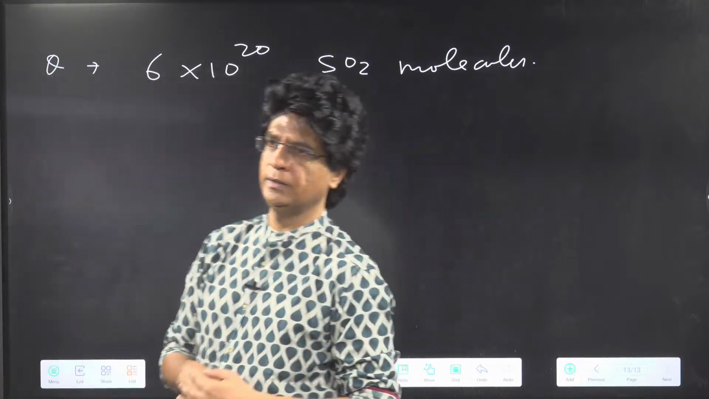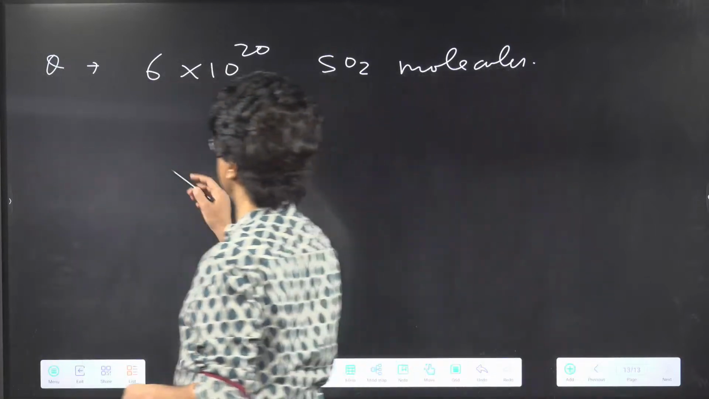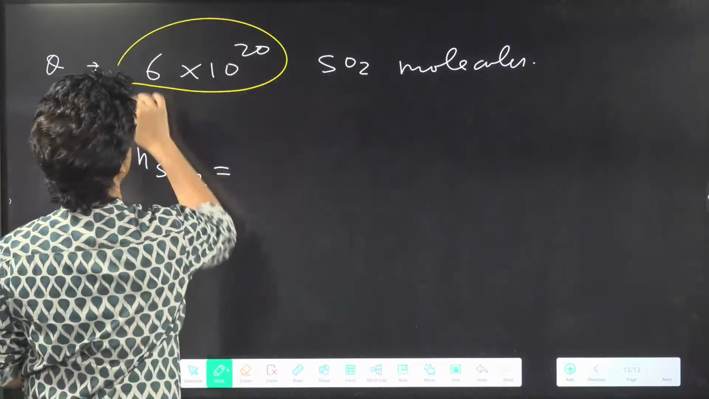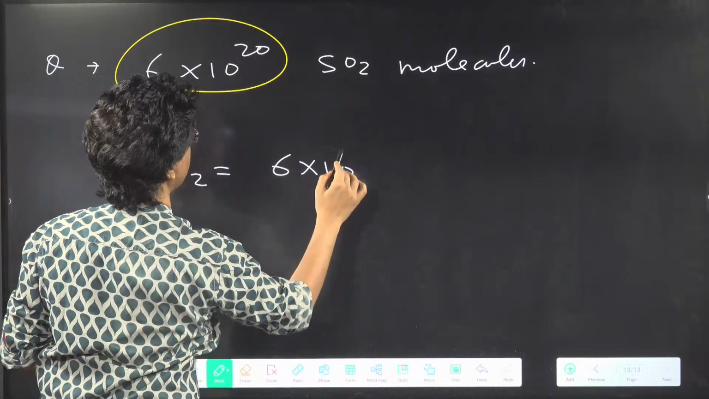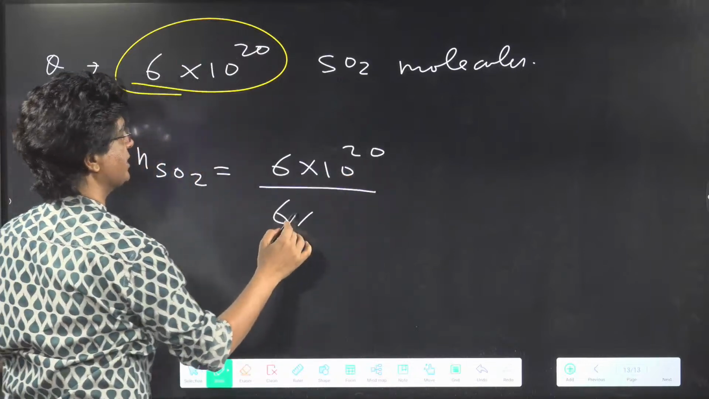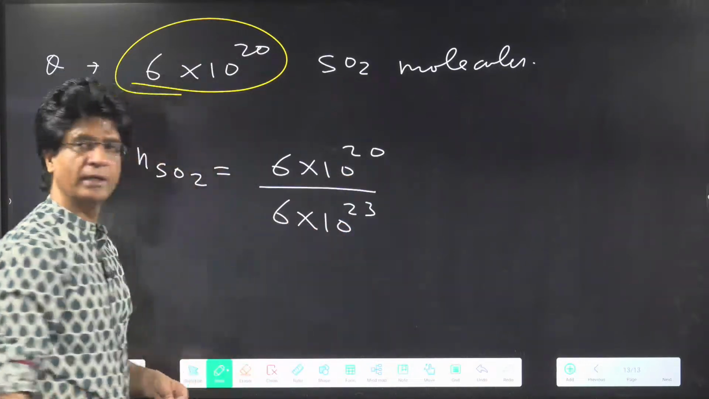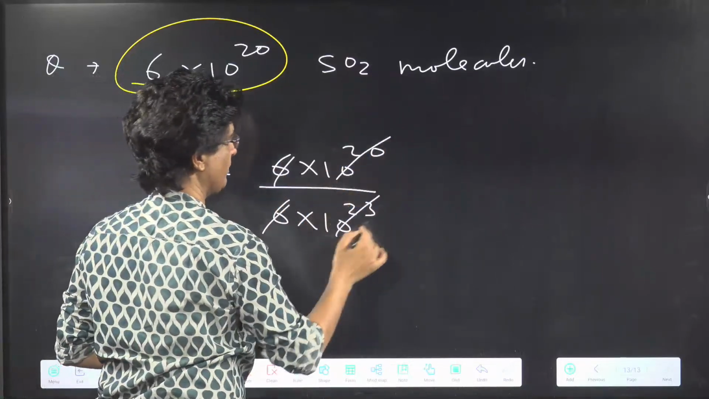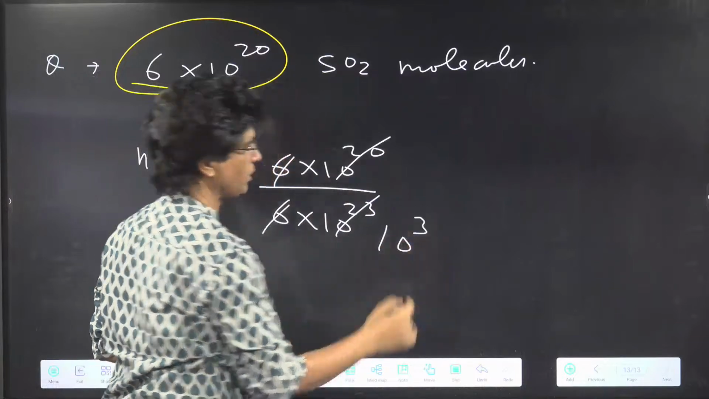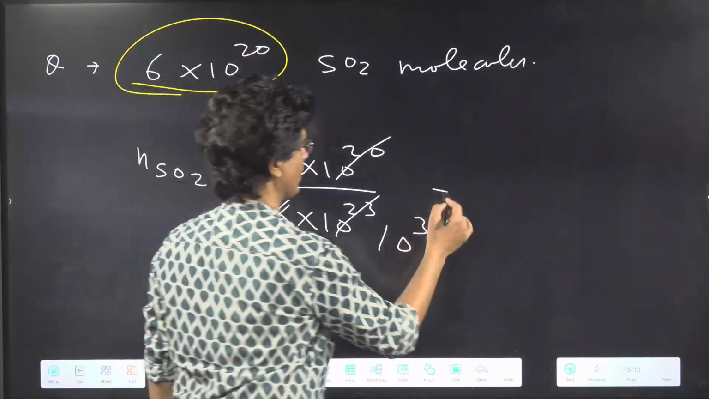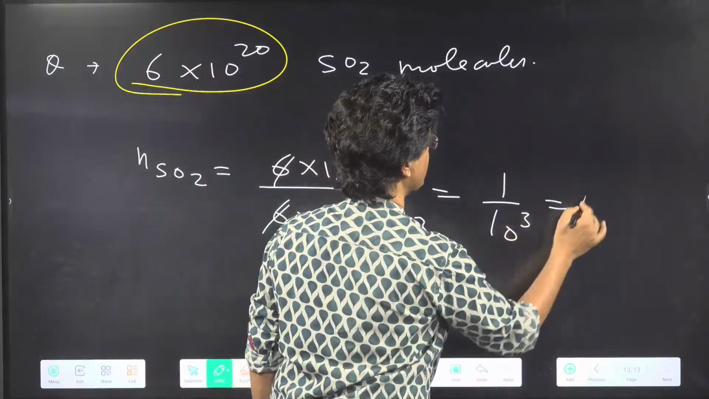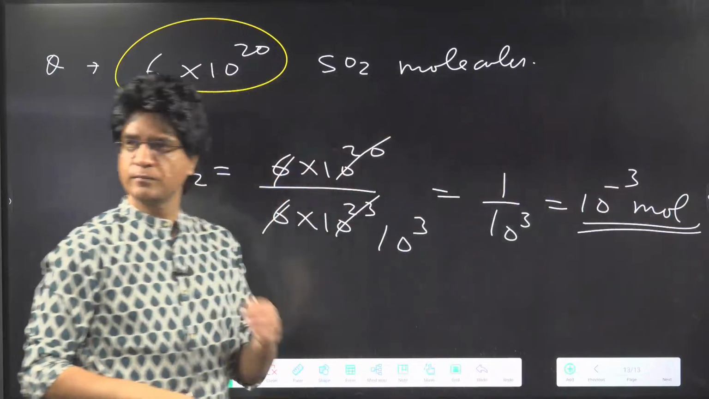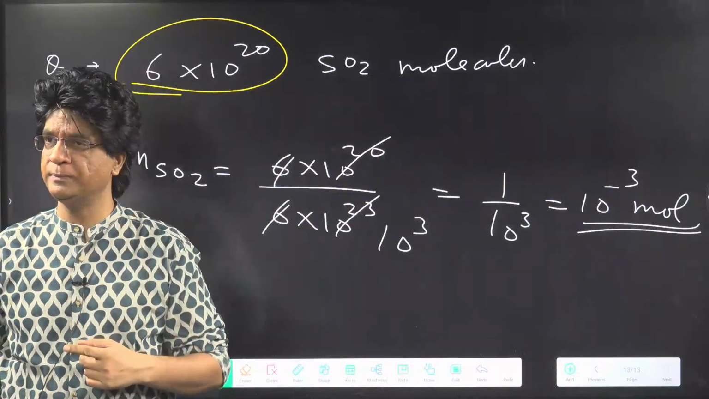Okay, good, great. Chalo. Since we know that the number of moles of SO2 will be the number of particles, 6 into 10 to the power of 20, divided by 6 into 10 to the power of 23, that is Avogadro's number. Now this 6 will cancel out. This and this will be 10 to the power of 3, so this is 1 upon 10 to the power of 3, which means 10 to the power of minus 3 moles. These many moles are there. Sure about it?